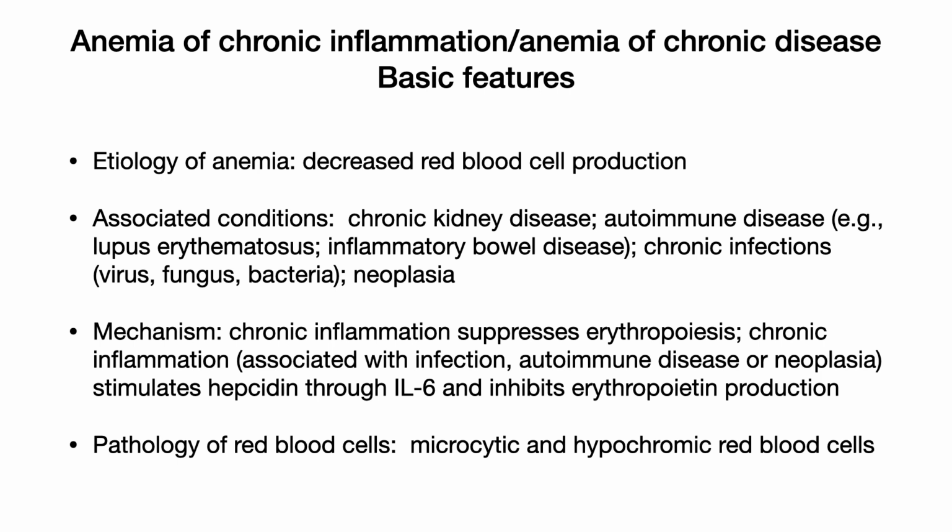So the chronic inflammation actually suppresses erythropoiesis. And the chronic inflammation can also stimulate hepcidin, and remember, hepcidin is a negative regulator, and it can also inhibit erythropoietin production. The red blood cells are microcytic and hypochromic, which is not specific, but that's just what you would see with that.